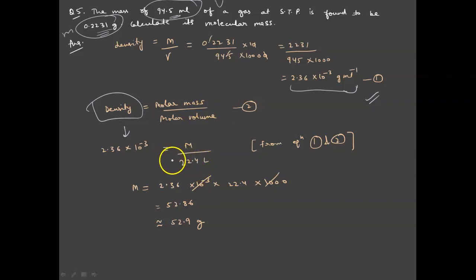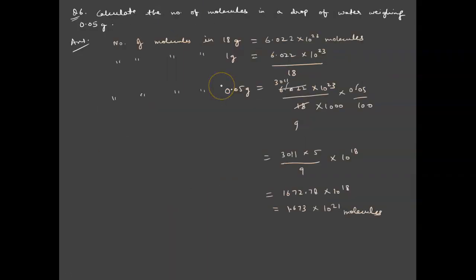After solving, it goes into multiplication, and it comes to 52.86 gram, or we can say 52.9. We can also say 53 gram, whatever, but the exact answer is 52.86 gram. So in this question, we used the formula of density: first the normal mass and normal volume, then molar mass and molar volume, because density remains constant. We have used this fact.